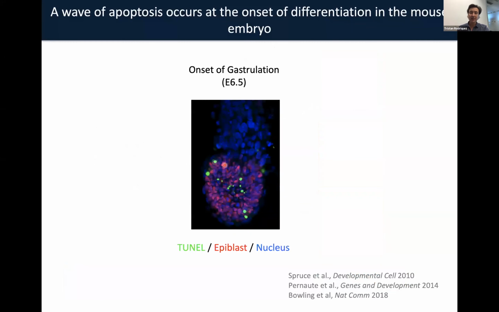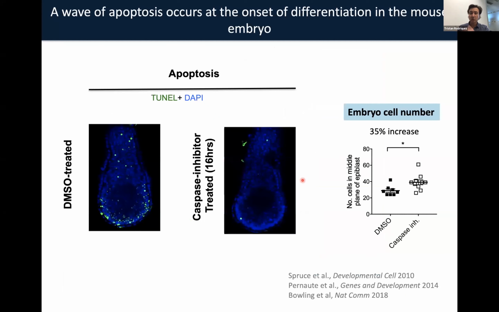A few years back, we identified that right at the onset of gastrulation, just when embryonic differentiation is starting, there's a wave of cell death that occurs in the early post-implantation mouse embryo, suggesting that it is in this time window that this cell elimination is occurring. Furthermore, we could quantify this cell death by doing a quite simple experiment. We take embryos and culture them in the presence of a caspase inhibitor for only 16 hours. When we do this, we observe a 35% increase in cell number. What this indicates is that within a quite short time window, there's a very active cell selection occurring.